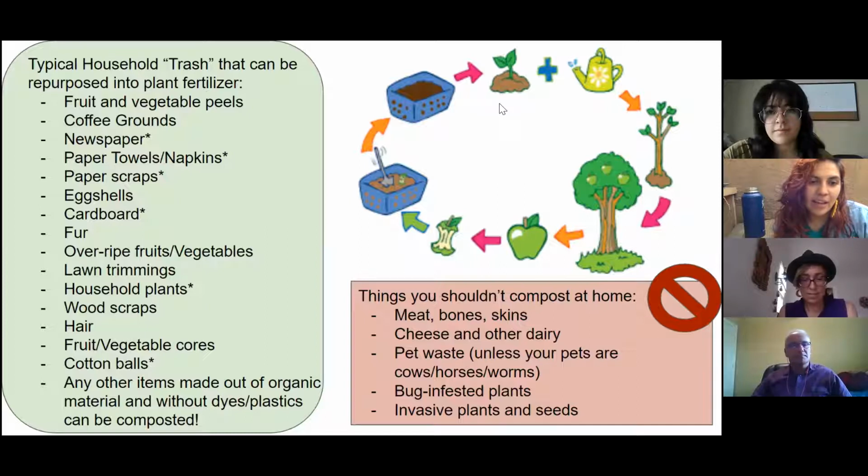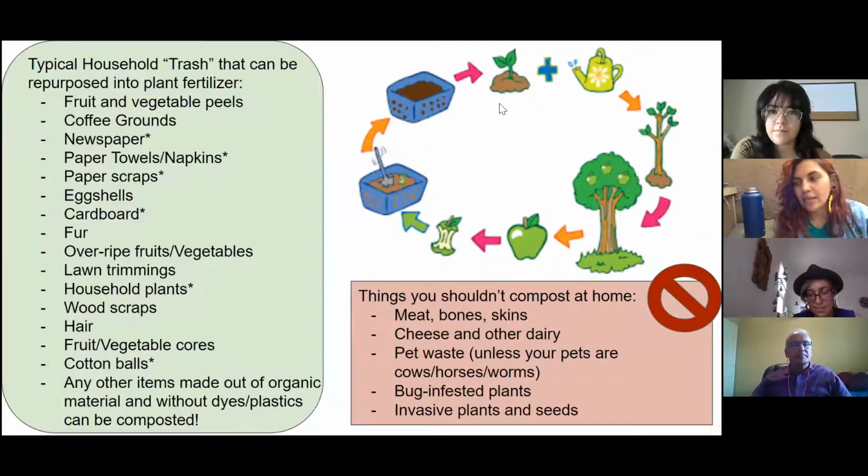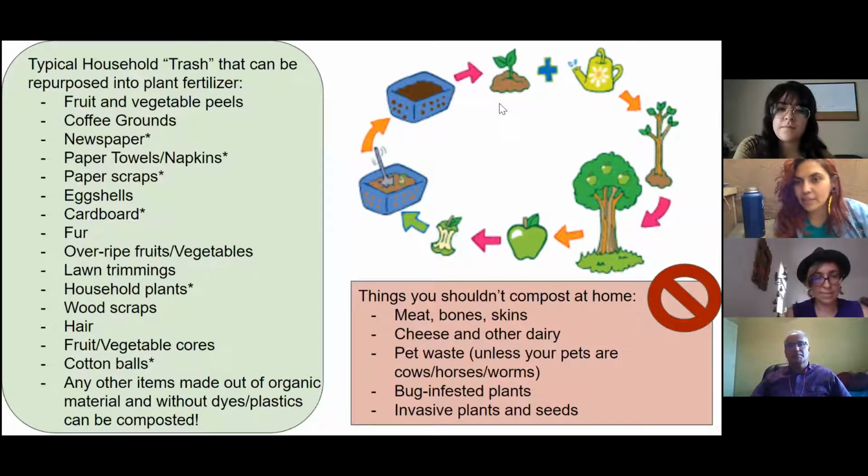And I put some asterisks by some of the paper items, because if you are going to be composting paper items, you don't want to include things that have dyes or other chemicals on them. If you're composting that, you're putting it into your soil, it's just going to go right back into the plants. And then if you're consuming them, it's going to go into you.